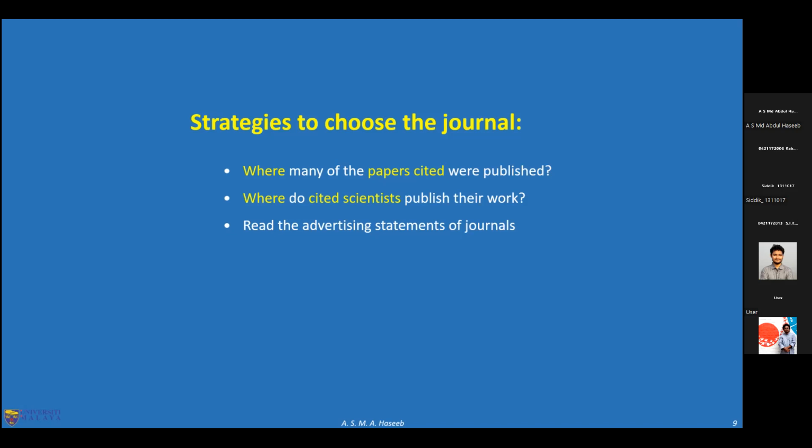Which journal is relevant to you for your publication? First you check your own manuscript and look at the list of the papers that you have cited. And if you have cited papers from one particular journal in large numbers, in 2, 3, 4, then probably that journal is relevant to you for your publication.